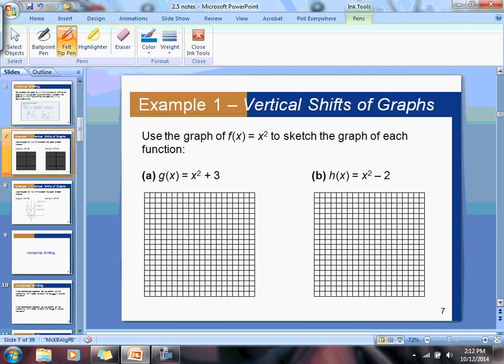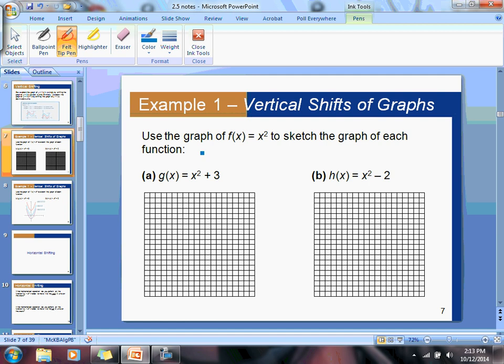Okay, so now in example 1, we want to take that original function we had, f of x equals x squared, and we're going to use it and the knowledge that we now have of vertical shifting to graph A and B. Now there's a couple ways that you can do that.